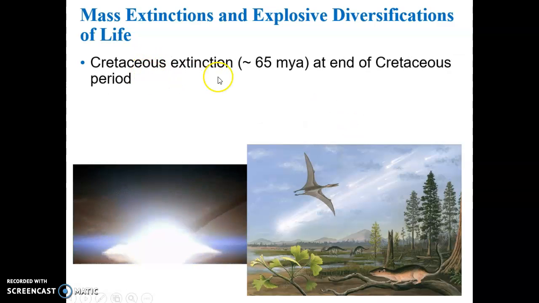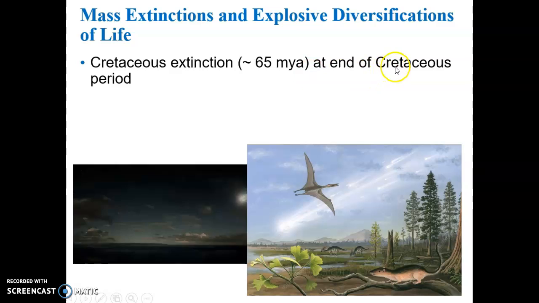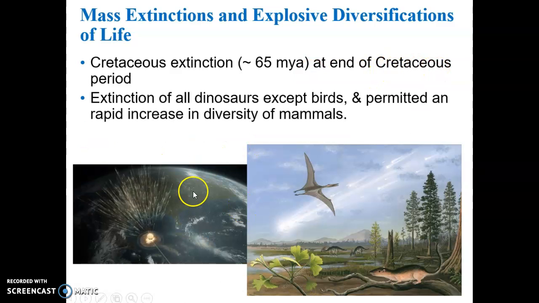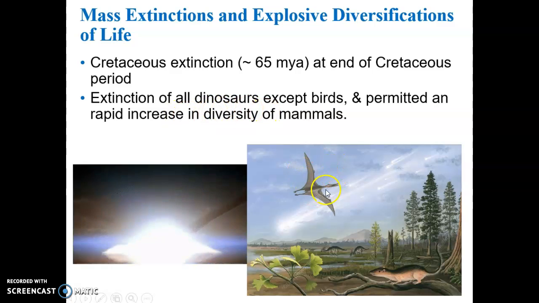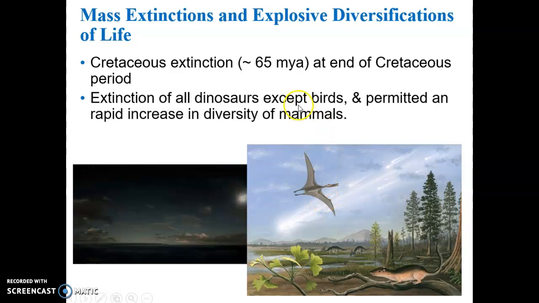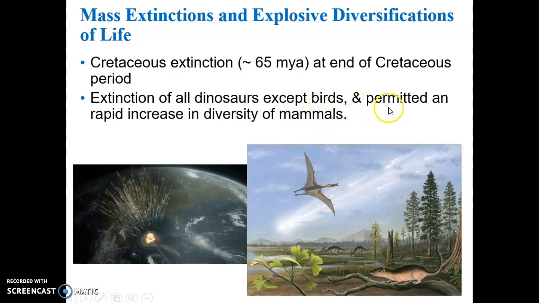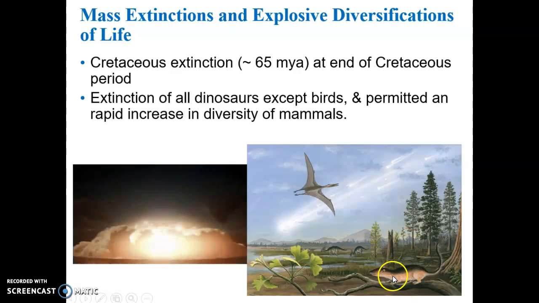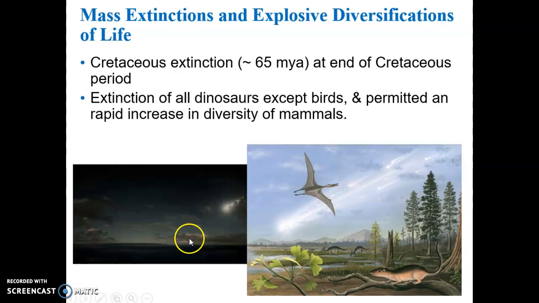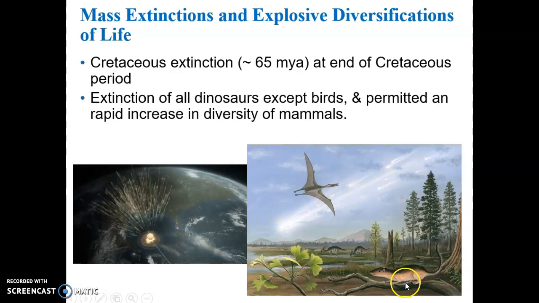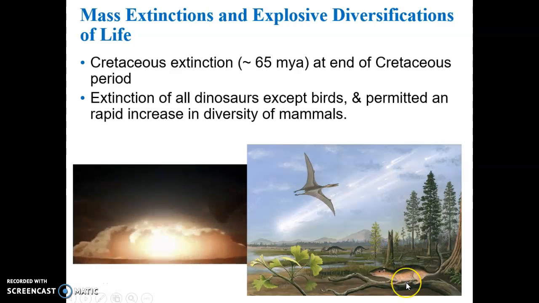Then the Cretaceous extinction, about 65 million years ago, at the end of the Cretaceous period, has been linked to a large asteroid hitting the planet Earth, causing rapid climatic changes, leading to the extinction of all of the dinosaurs except for some of the smaller ones that evolved into our modern birds, and permitted a rapid diversification of the mammals at that time. Prior to 65 million years ago, the reptiles were the dominant terrestrial and aquatic animals, and the mammals were not that prevalent, but they had already evolved.